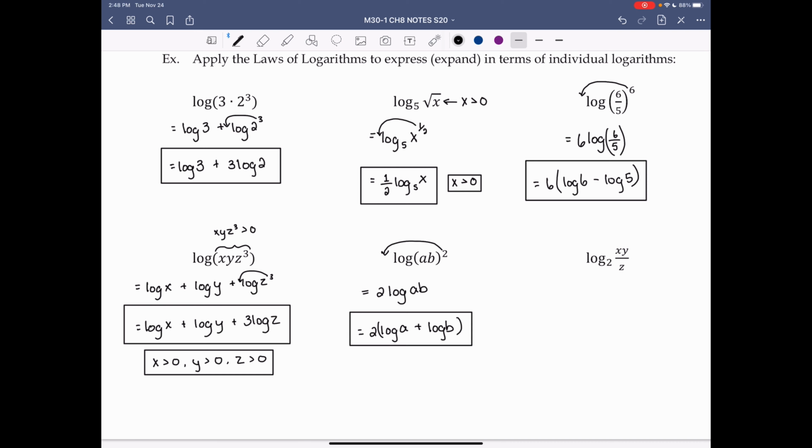Then for restrictions, up here we would have that ab has to be greater than 0. So the product of a and b has to be greater than 0, which could mean that a and b are both negative, because that would result in the product being greater than 0, or a and b are both positive. But then in our final form, we have a log a, which means that a has to be greater than 0 since it's an argument in a log, and we have a log b, so b also has to be greater than 0 since that's an argument in a log. So our restrictions are that both a and b are greater than 0.